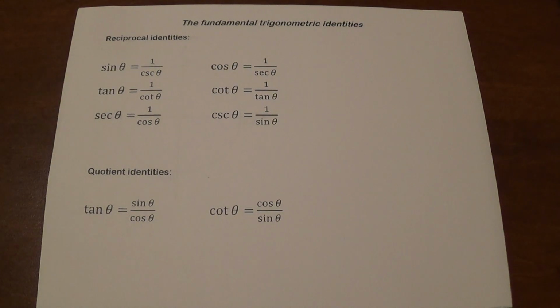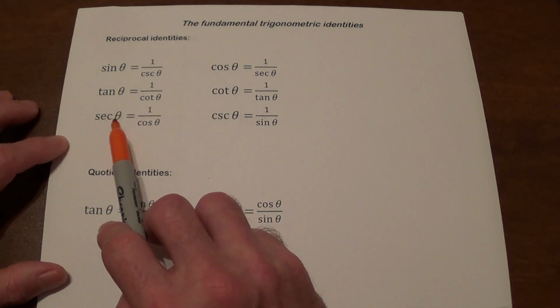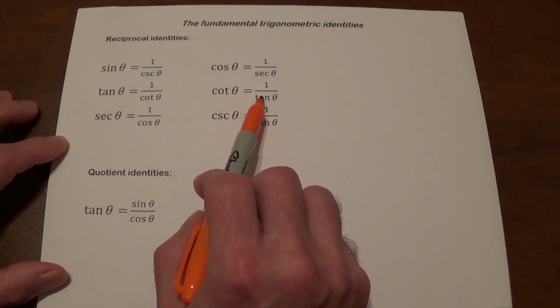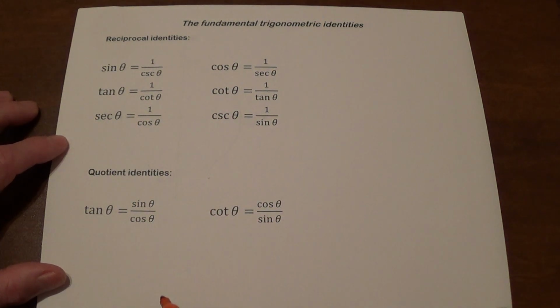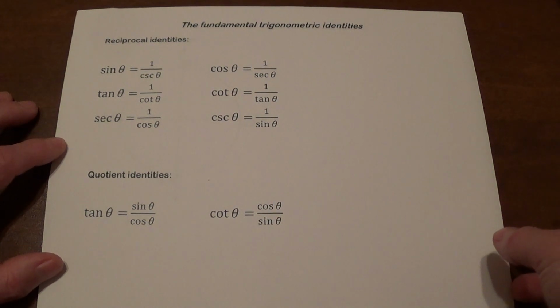So some of the identities that you should know are reciprocal identities. I'm sure you've been doing trigonometry for a little bit already and you should be familiar with those things. So sine is the reciprocal of cosecant, tangent is the reciprocal of cotangent, secant is the reciprocal of cosine, cosine is the reciprocal of secant, cotangent is the reciprocal of tangent, and cosecant is the reciprocal of sine. And you probably also have seen quotient identities. Tangent theta is sine theta divided by cosine theta, and cotangent theta is cosine theta divided by sine theta.